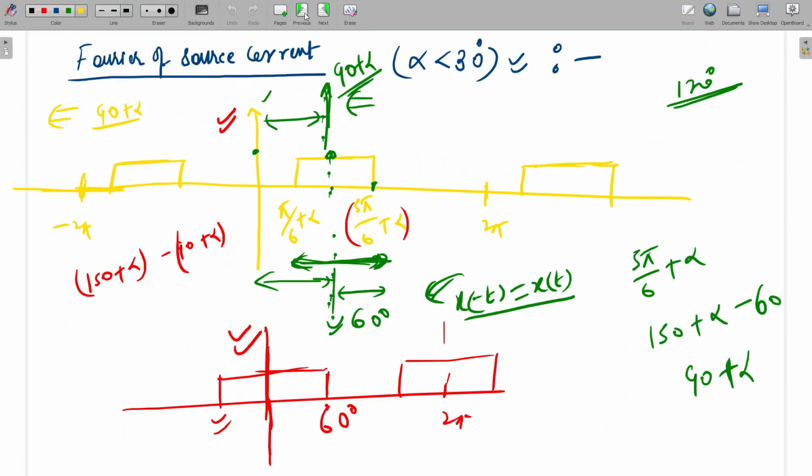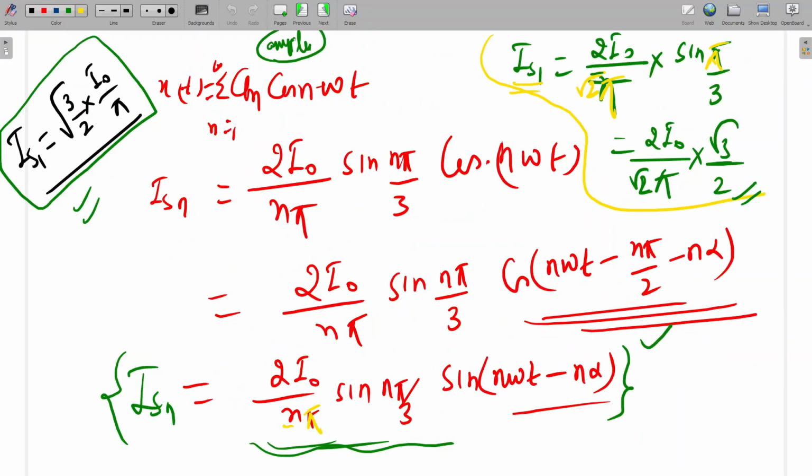For the first case, I have already told this formula. Less than 30. So the fundamental source current is root 3 by 2 into I naught by pi, and the source current will be I naught by root 3. Is it correct? Can anyone reply? Hello? Am I audible? Yes, sir. Audible, sir. Okay. See, this question is from this case.